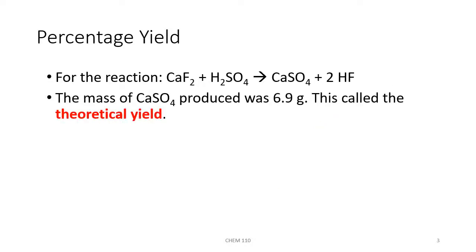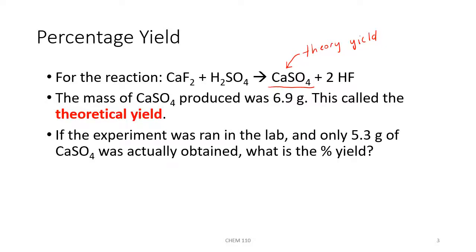In a previous example, we looked at the reaction of calcium fluoride plus sulfuric acid forming calcium sulfate and hydrogen fluoride. We calculated the mass of the calcium sulfate that was produced, and we got about 6.9 grams. The amount that we calculated using stoichiometry was our theoretical yield. Now if we're told that someone went into the lab and actually did this experiment for themselves, but they only got 5.3 grams of the calcium sulfate, we can describe how well this reaction went by calculating the percentage yield.